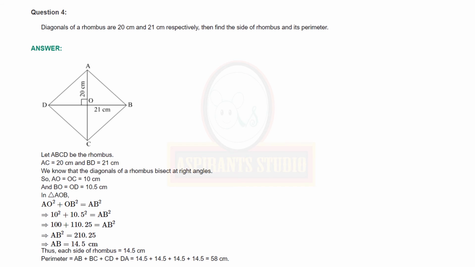Then in the next line you have to write: in triangle AOB, measure of angle AOB is equal to 90 degrees. Therefore, triangle AOB is a right-angled triangle.